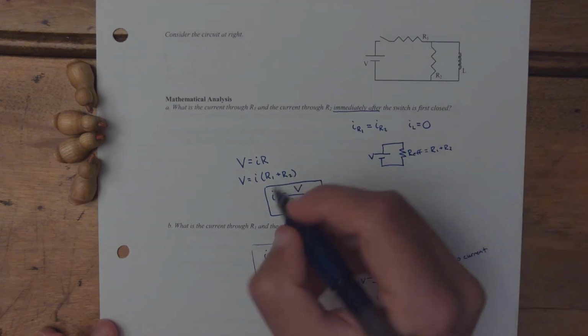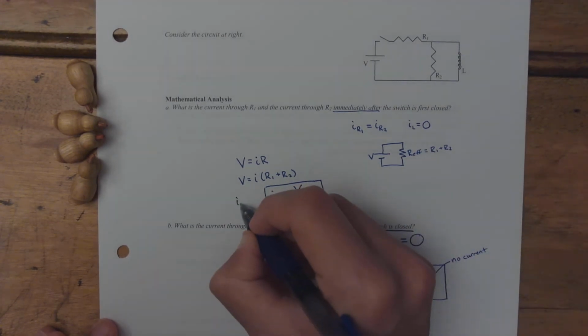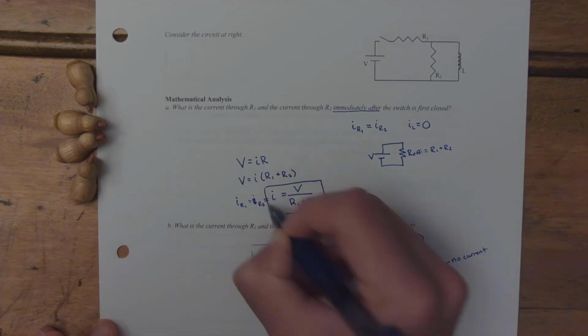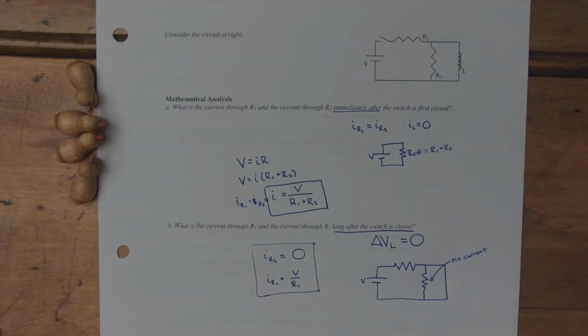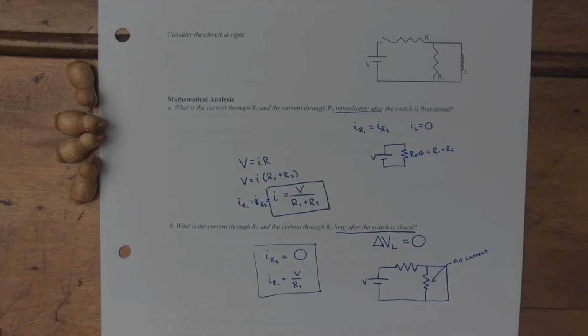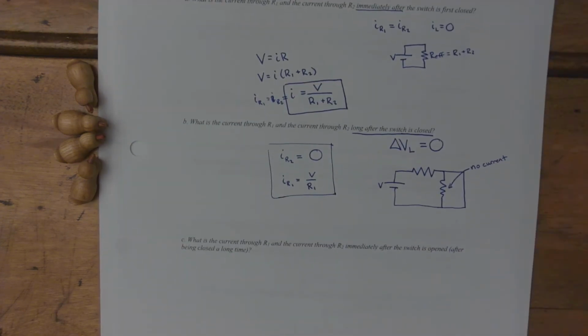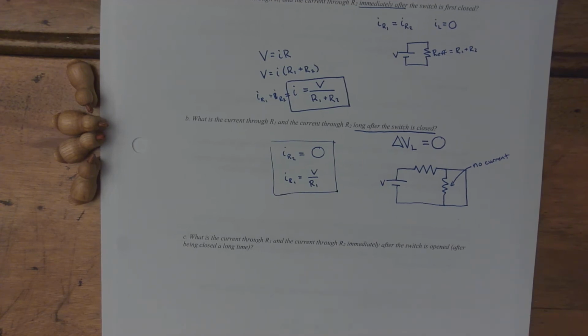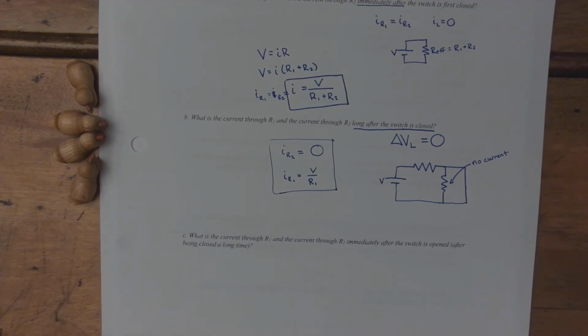Maybe up here I should have said IR1 is equal to I, R2 is equal to I. Okay, and then I want to know what is the current through R1 and the current through R2 immediately after the switch is opened after being closed a long time.